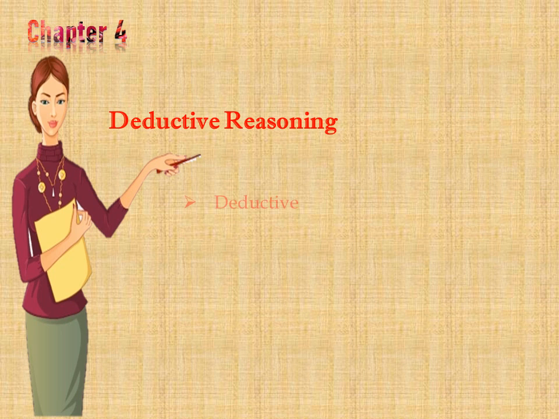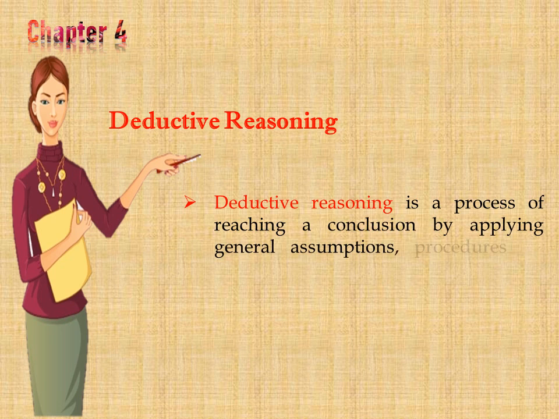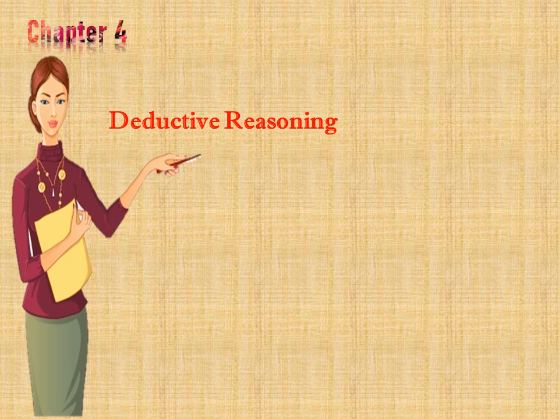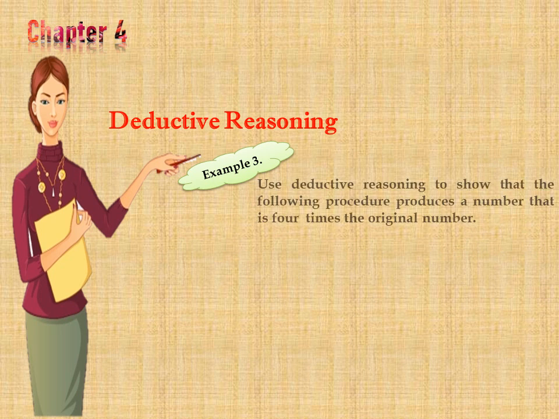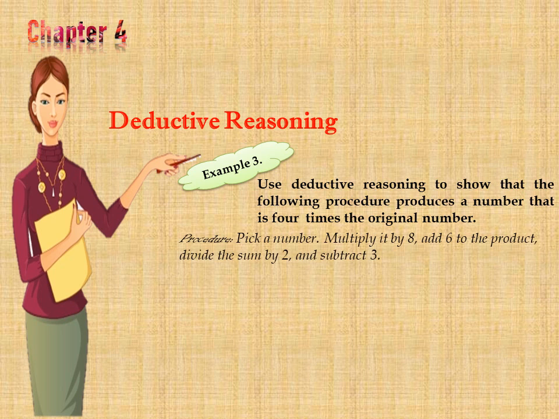Deductive reasoning. Deductive reasoning is a process of reaching a conclusion by applying general assumptions, procedures, or principles. Okay, for our example, use deductive reasoning to show that the following procedure produces a number that is 4 times the original number. So, given this procedure, pick a number, multiply it by 8, add 6 to the product, divide the sum by 2, and subtract 3.